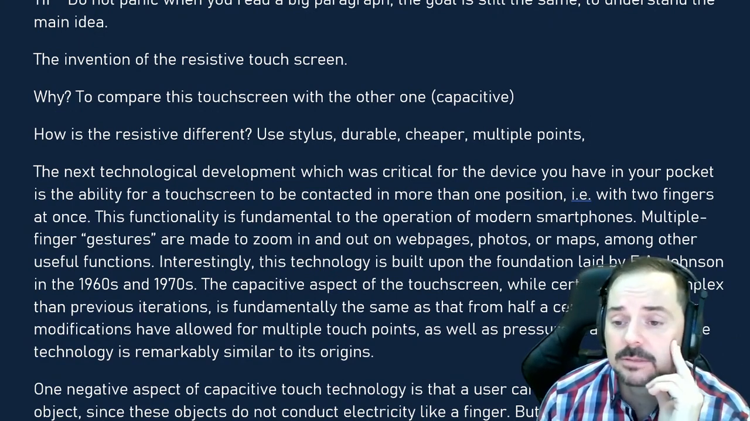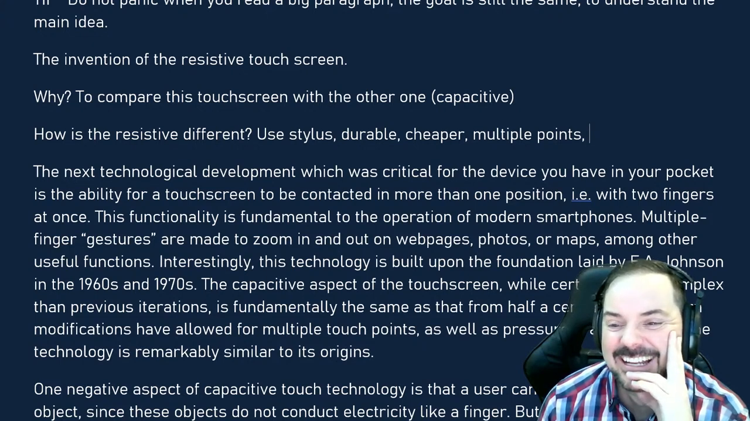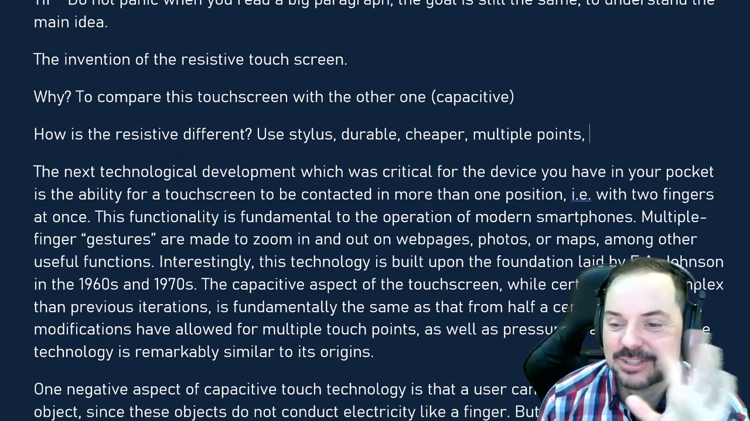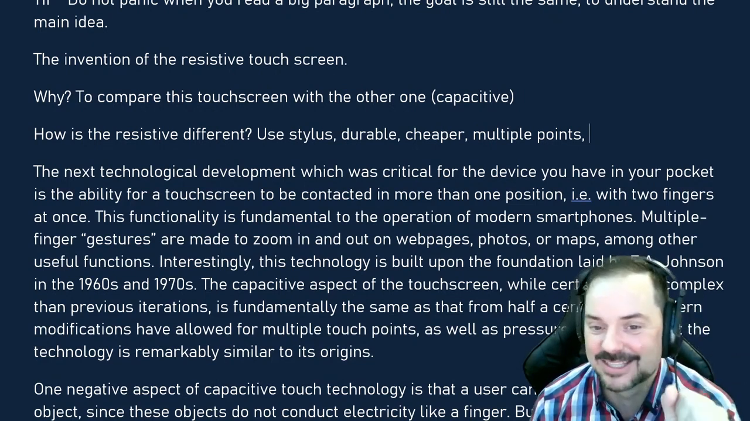Any other differences? I bet you know one more, a really simple one, if you really concentrate. We can use the capacitive in airplanes, as I remember, and the touchscreen is used more in restaurants. No, don't make up information. That's definitely a big no-no. If you're not sure, don't make it up. That's an important tip as well.